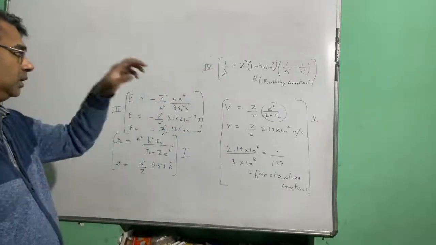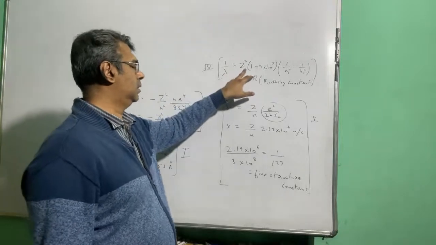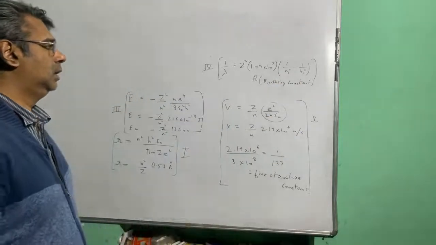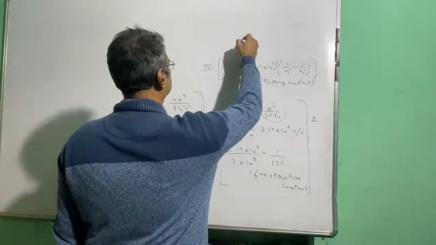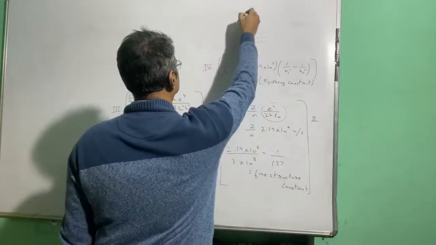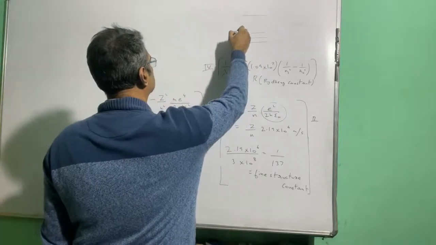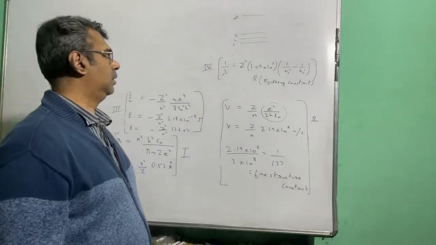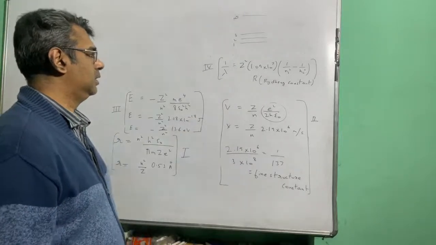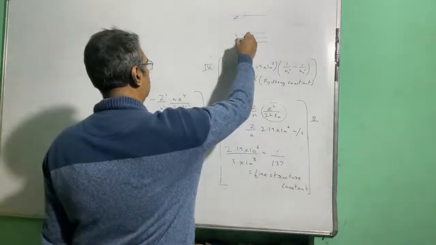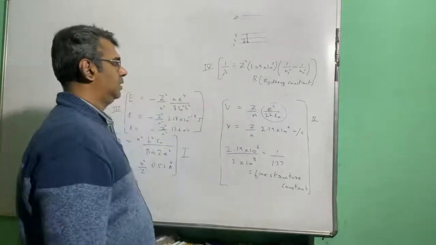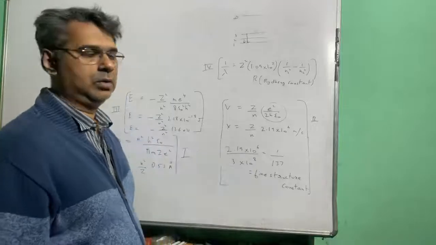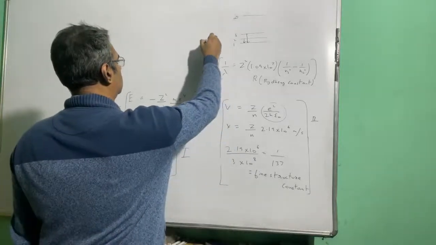Okay, now in this last formula, 1 by lambda is Z square into 1.09 into 10 to the power 7 into 1 by n1 square minus 1 by n2 square. Suppose an electron is transiting from any higher stationary state to 1, that means n1 is 1. It is going down to 1, so n1 is 1, and that is called Lyman series.